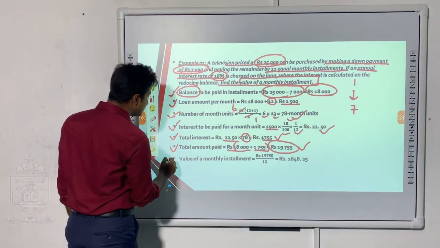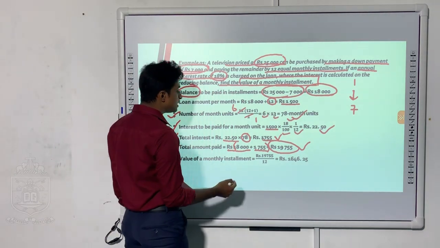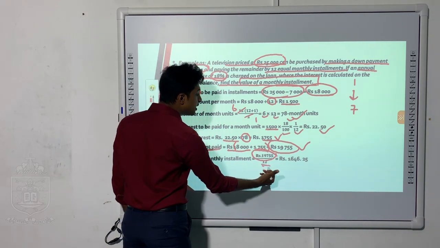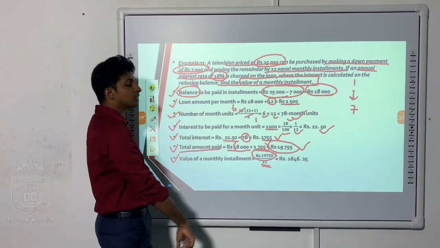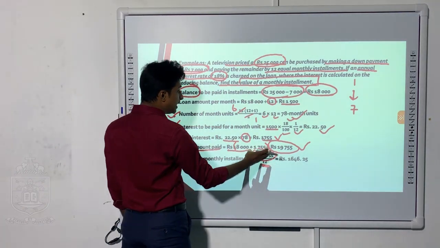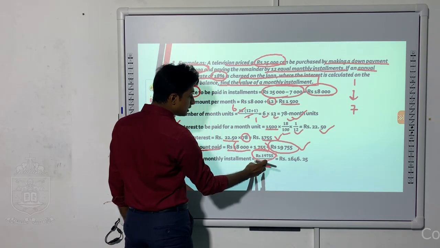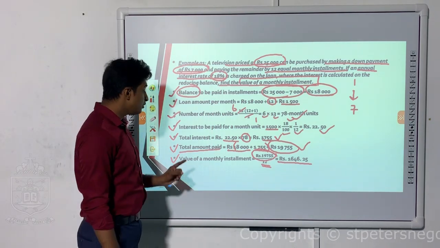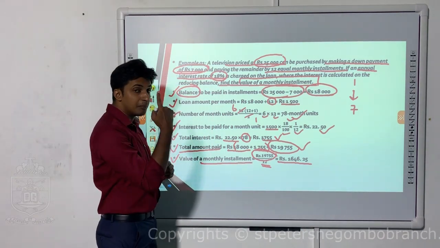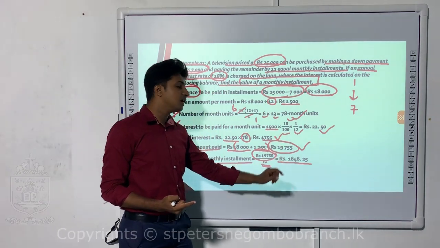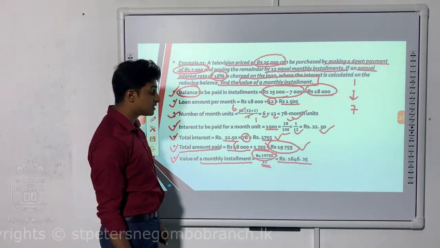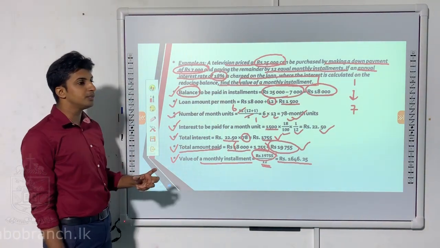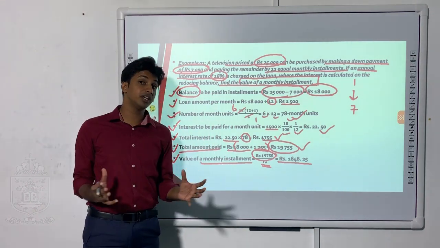Then the last one, value of a monthly installment is equal to the total amount you have to pay, divided by 12 monthly installments, because this is done on 12 monthly installments. So the total value that has to be paid divided by number of monthly installments is going to be rupees 1,646.25. That means for 1 monthly installment, I have to pay a value of rupees 1,646.25, right?